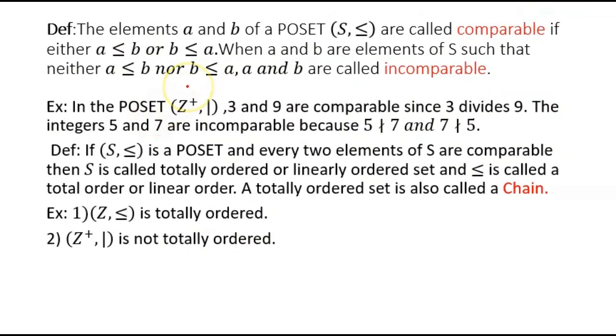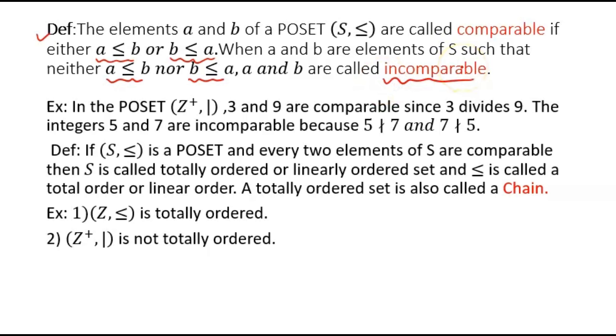So the next thing that we are going to discuss is comparable and incomparable or non-comparable elements. Let us look at the definition first. The elements A and B of a partially ordered set are called comparable if either A is less than or equal to B or B is less than or equal to A. When A and B are elements of S such that neither A is less than or equal to B nor B is less than or equal to A, then they are said to be incomparable or non-comparable.